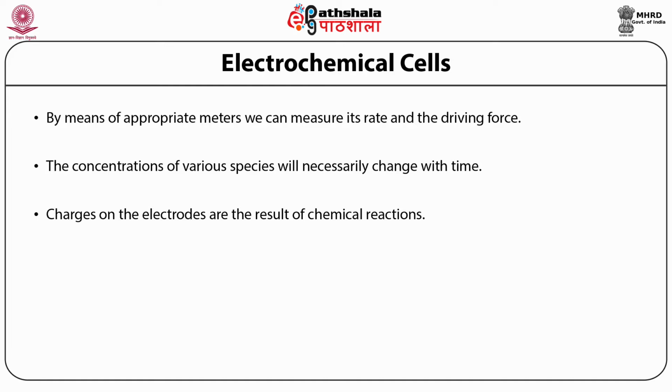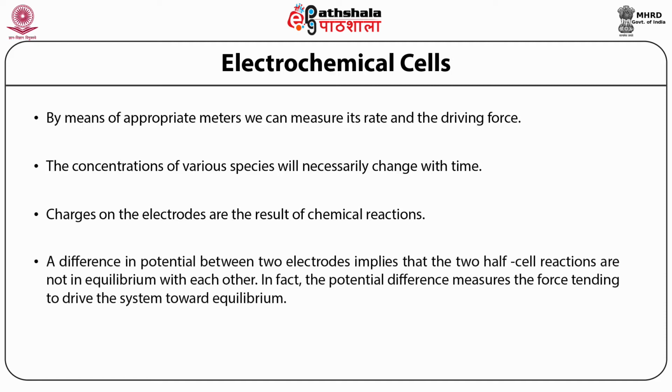For example, we can understand it by saying that a free charge of 10 raised to the power minus 17 mole of electrons will cause a potential of 1 volt at a distance of 1 centimeter. In these non-operating cells, we shall assume that each half cell reaction is in equilibrium with its own electrode. A difference in potential between two electrodes implies that the two half reactions are not in equilibrium with each other. In fact, the potential difference measures the force tending to drive the system toward equilibrium.